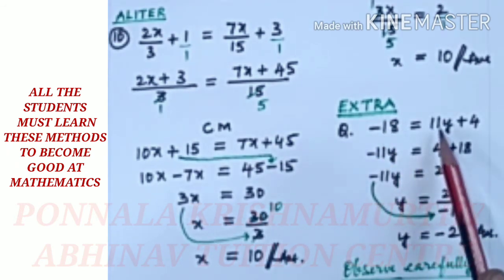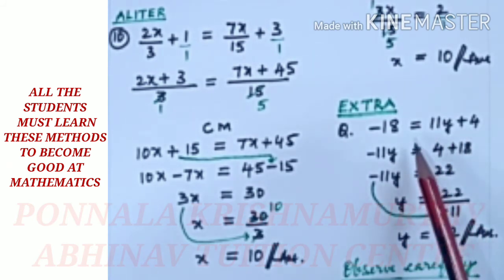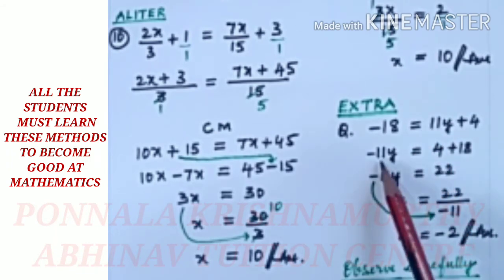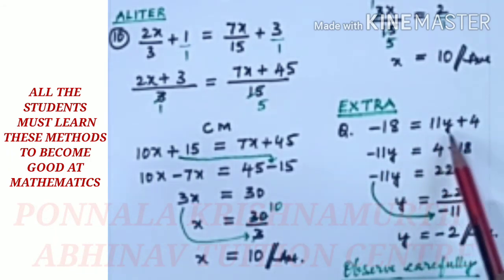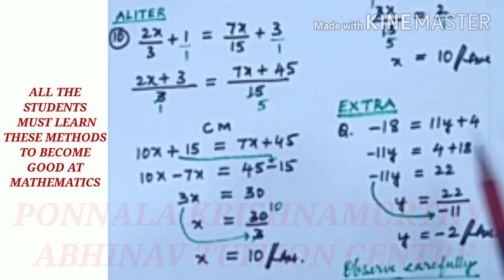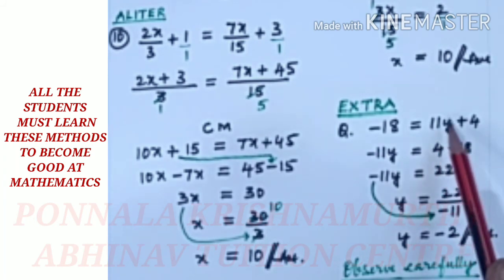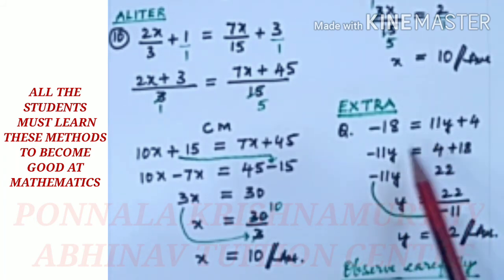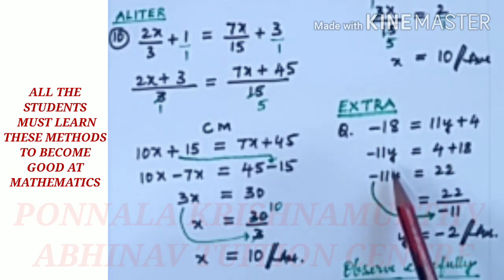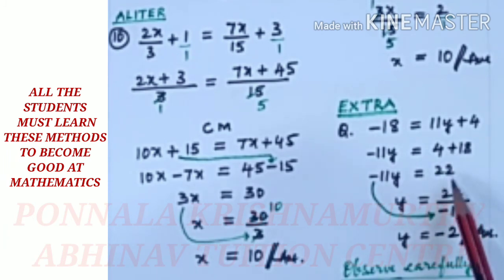Minus 18 is equal to 11y plus 4. Here, if we bring only 11y to the left hand side, it becomes minus 11y. If we bring 11y plus 4 to the left hand side and minus 18 to the right hand side, no need to change any signs. But here we are bringing only 11y to the left side. Minus 11y is equal to 4 plus 18. Minus 18 becomes plus 18. Now this is minus 11y is equal to 22.